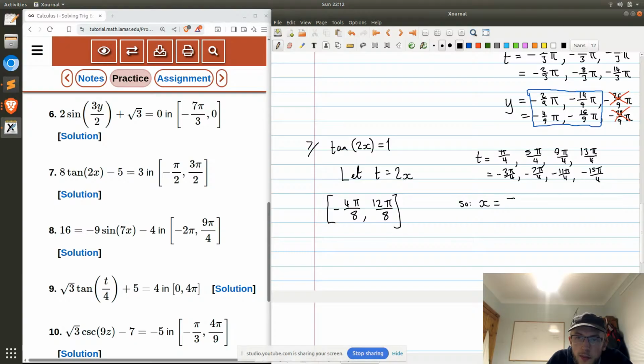All right, so these must all be divided by 2, and so multiply the denominators by 2. 5 pi over 8, 9 pi over 8, 13 pi over 8, and the next set, negative 3 pi over 8, negative 7 pi over 8, negative 11 pi over 8, and negative 15 pi over 8, and solve.